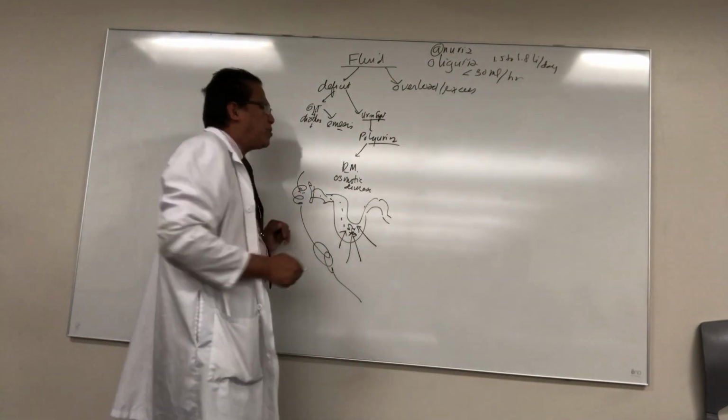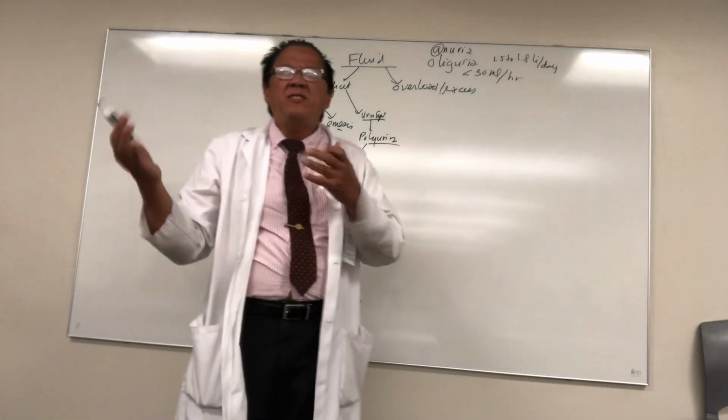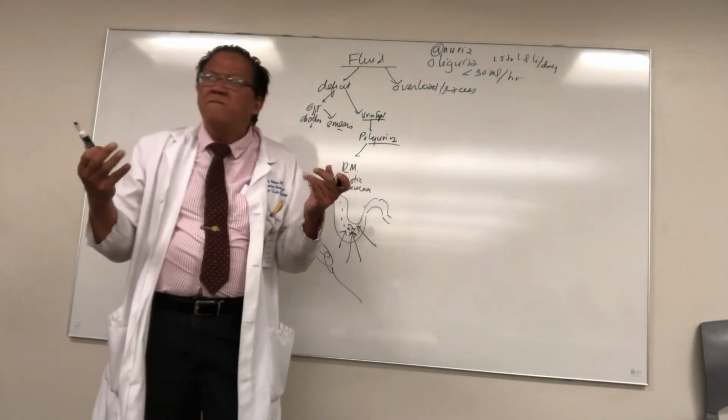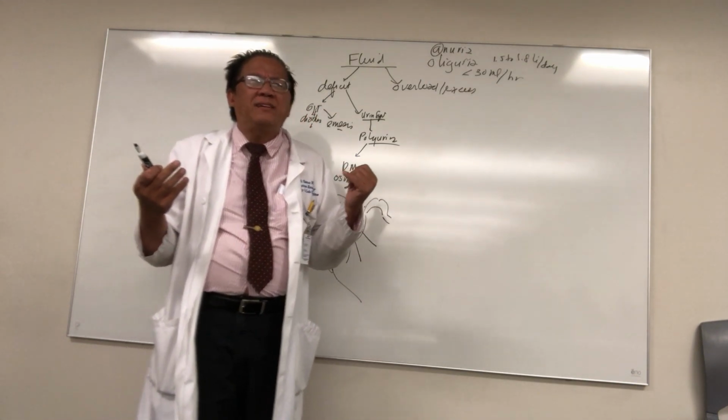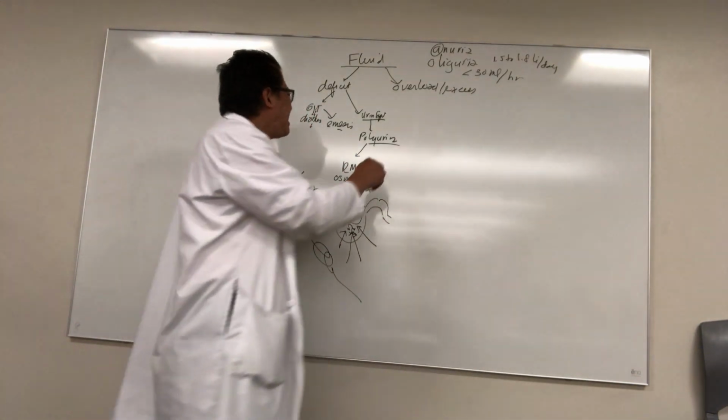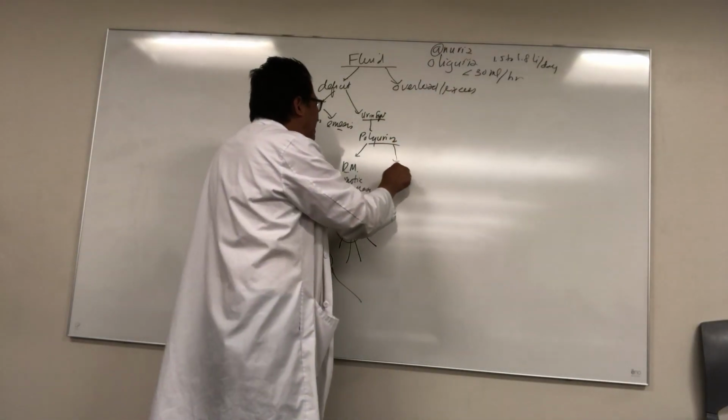Now, what else can lead to polyuria? Give me all the answers, please. Por favor, let's hurry up. Yes? What is the question? What can lead to polyuria aside from diabetes mellitus? Addison's disease. Perfect. Why? What happens in Addison's?